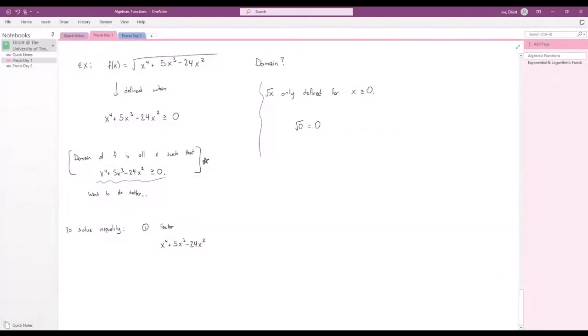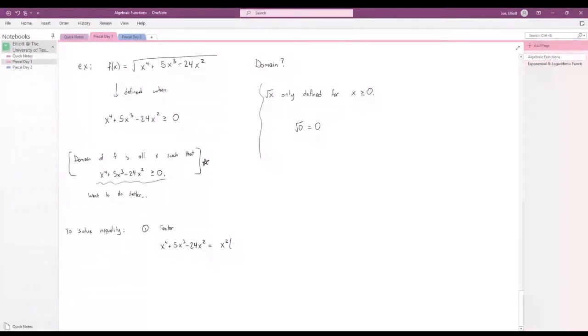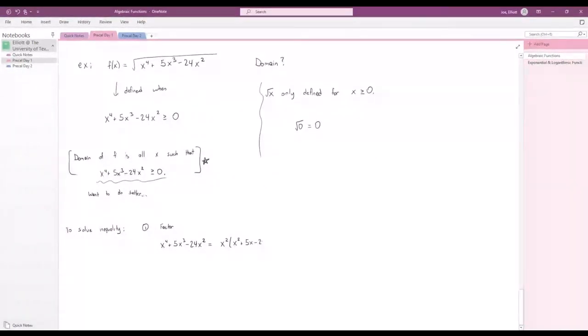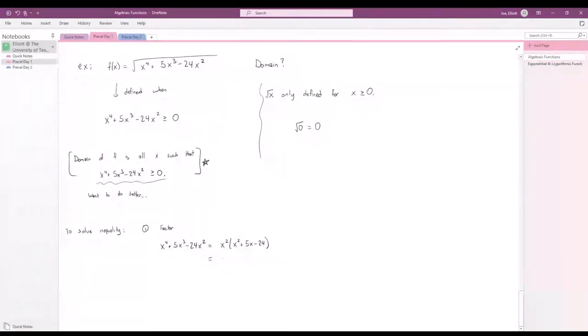So to factor it, the first thing we could do is we can actually factor out an x squared from all three of these terms. So let's start with that. And then x squared plus 5x minus 24.